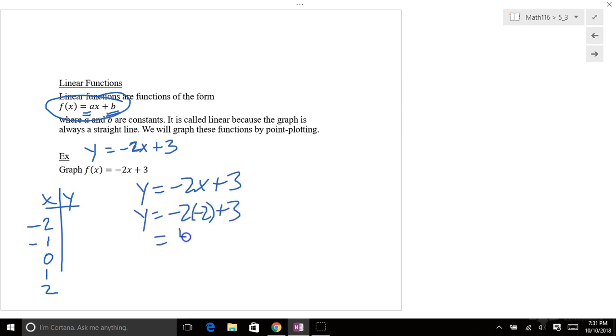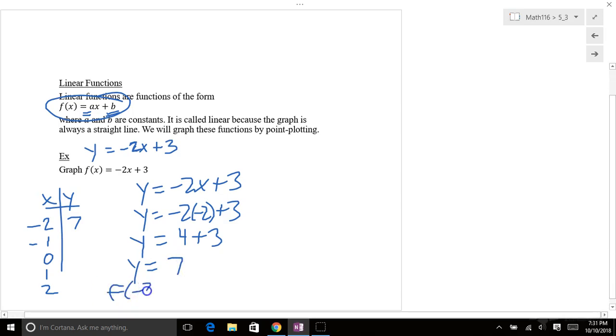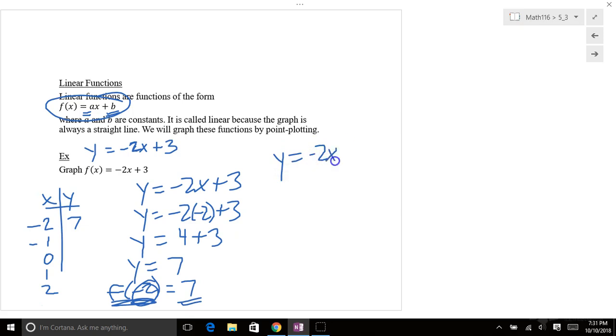Negative 2 times negative 2 is 4. 4 plus 3 is 7. So y equals 7. In other words, f of negative 2 is 7. When x is negative 2, y ends up being 7. Now we plug negative 1 into the equation for x. Negative 2 times negative 1 is 2, plus 3 is 5. So when x is negative 1, y is 5.